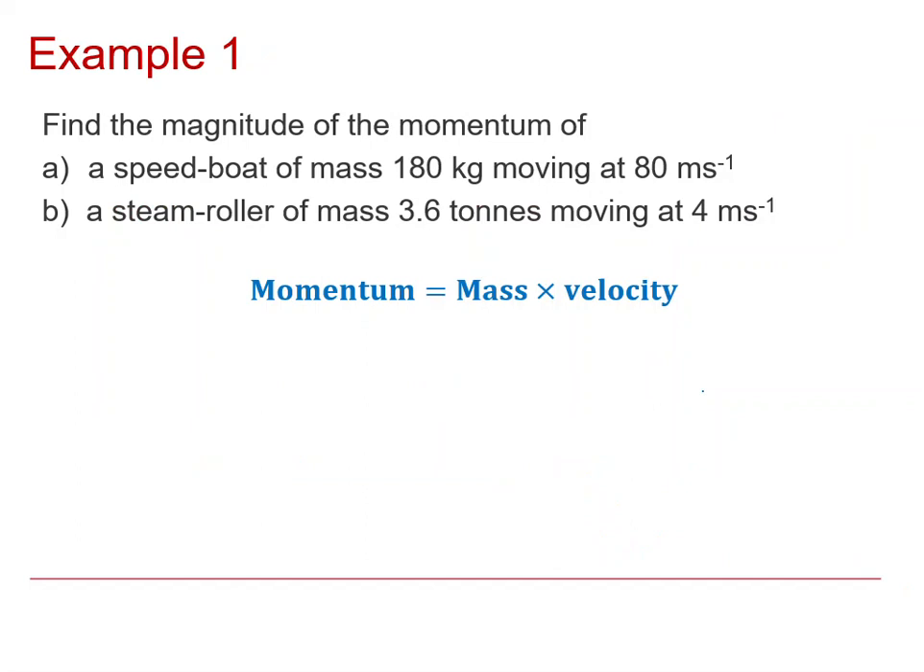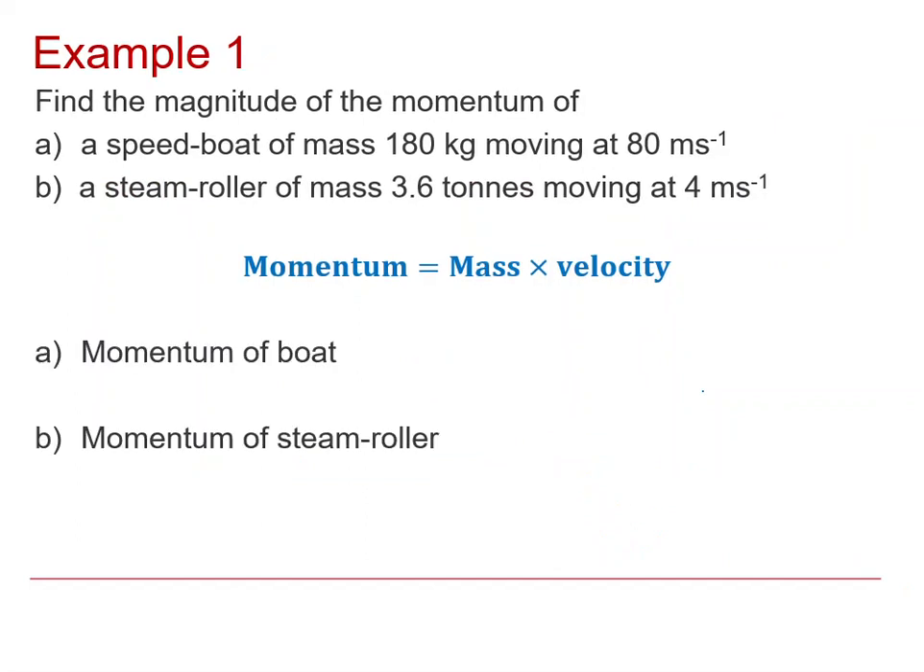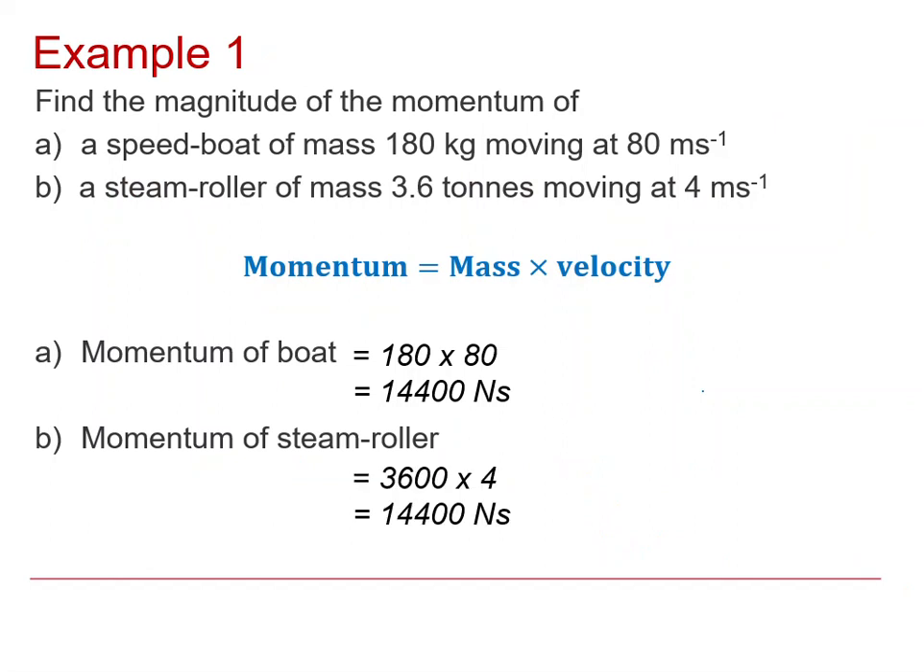The second we need to change the tons to kilograms, so it will be 3,600 times 4 and again Newton seconds. So working out the two, we get for the first one the calculation works out at 14,400 Newton seconds, and for the second it's the same, interestingly, though coming from different numbers.